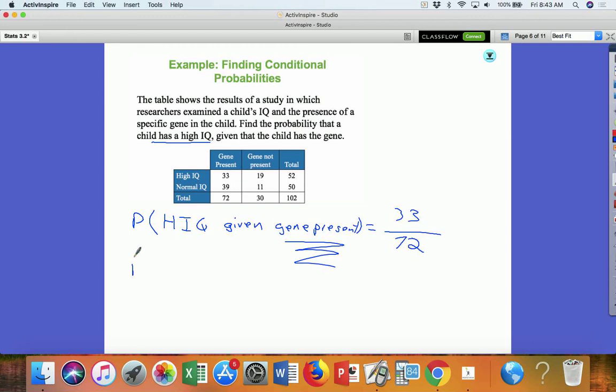Okay, do this. No condition. Calculate the probability of getting a high IQ with no condition.